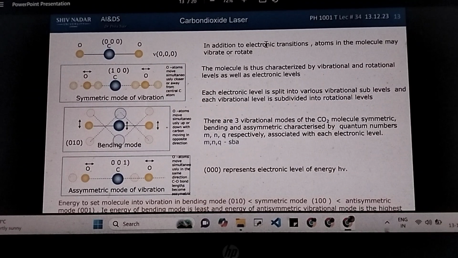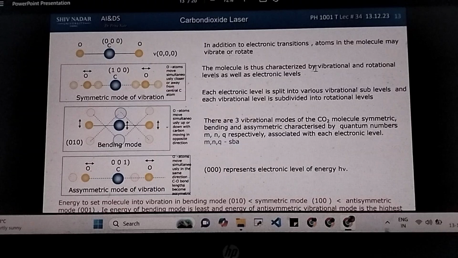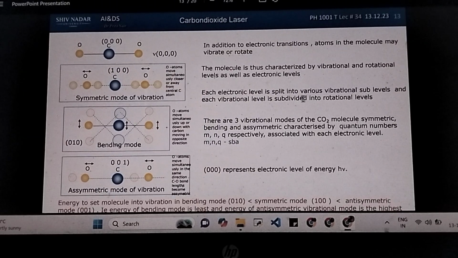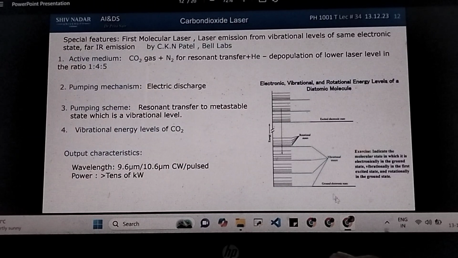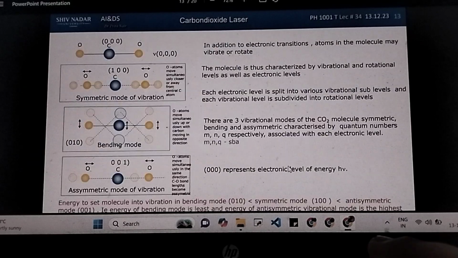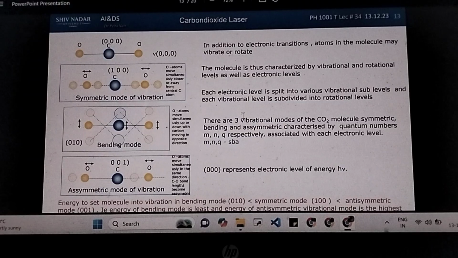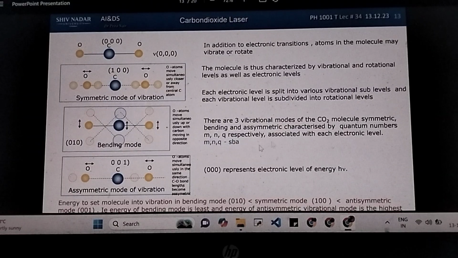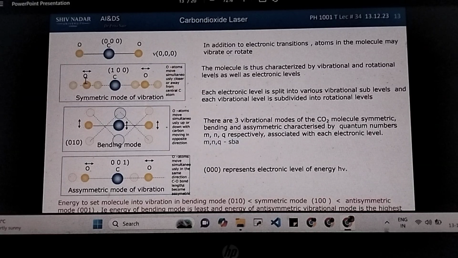So in addition to electronic transitions, the atoms may vibrate or rotate, which is why you have vibrational and rotational levels. Within an electronic level you have vibrational sublevels, and within the vibrational level you have rotational sublevels. We are not going to look at electronic and rotational levels much here. Vibration has three modes and they are characterized by quantum numbers m and q, which stand for symmetric, bending and antisymmetric mode respectively.